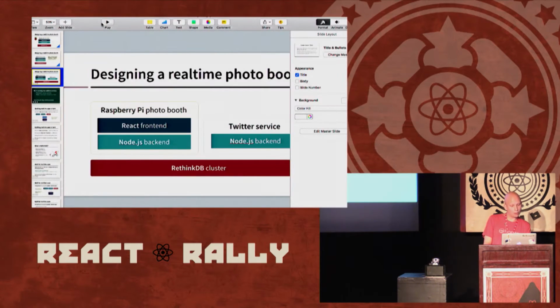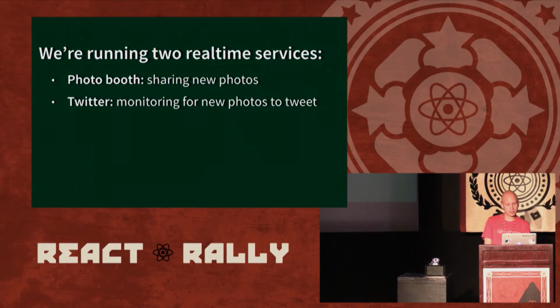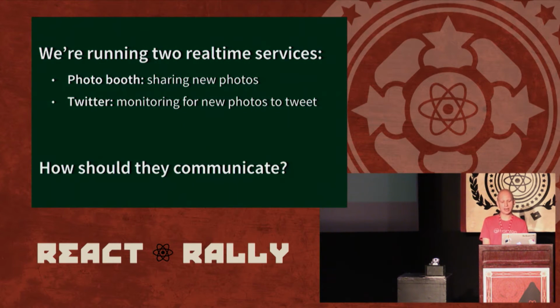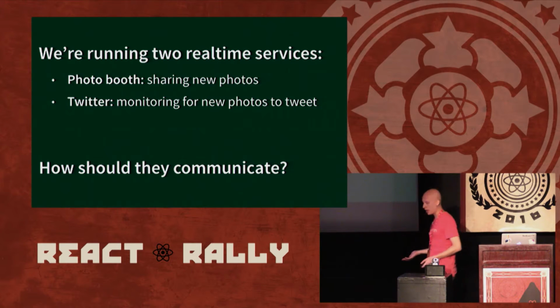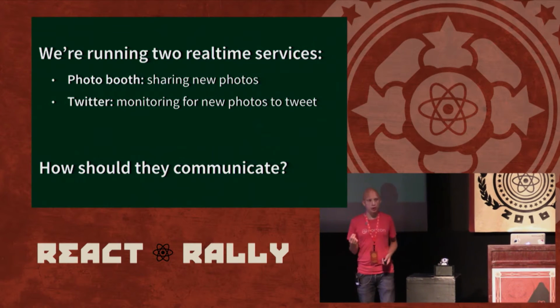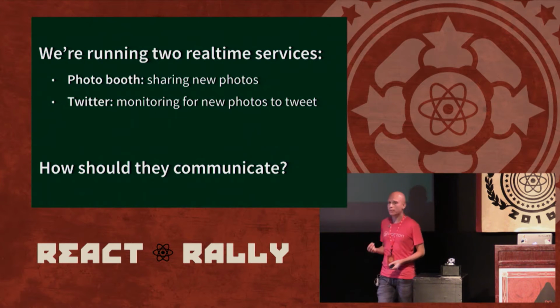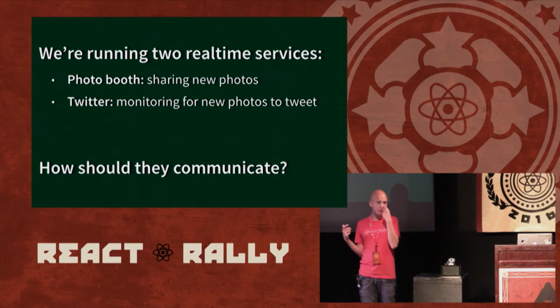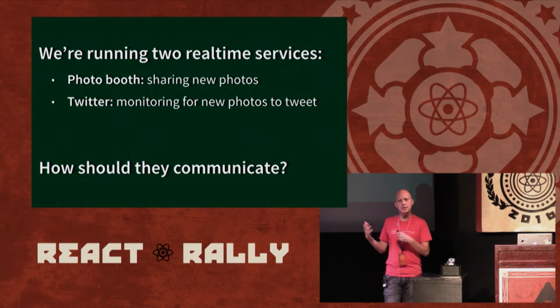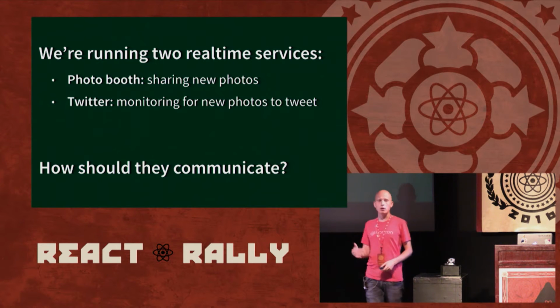So, now that we have these two real-time services, the question is, how should they communicate? What's the best way for them to explain to each other when new photos come in? And this starts to approach actual problems that people deal with when you want to build something like Slack or any more complex real-time app. How are all these front ends, back ends, microservices supposed to talk to each other? How are they supposed to exchange new information? How are they supposed to notify each other in real time as updates happen?